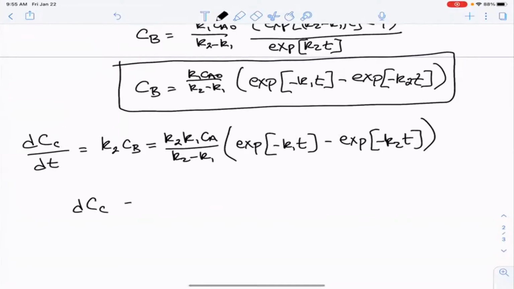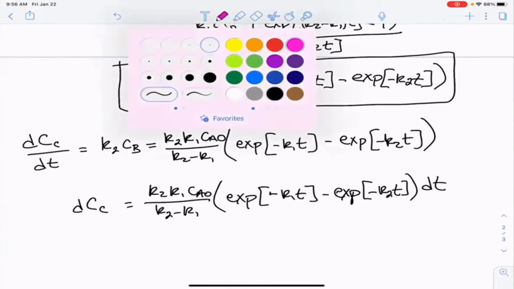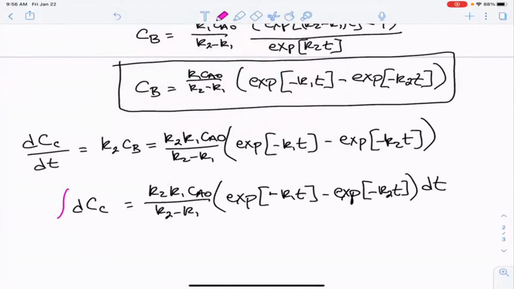So we can have dCC is equal to K2 K1 CA0 over K2 minus K1 times the exponent of minus K1 times time minus the exponent of minus K2 times time, dt. And we can integrate this from the initial concentration of C, which we know is 0, to the concentration of C at an arbitrary time. And then we can integrate that side from 0 to time. And of course, this is a constant, so nothing's going to happen there. So this is just going to be about integrating those terms.